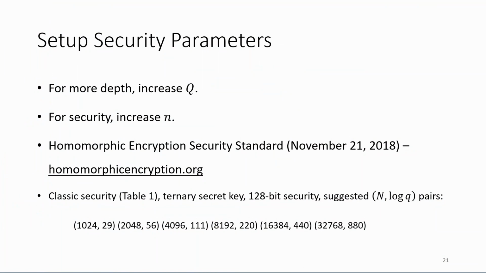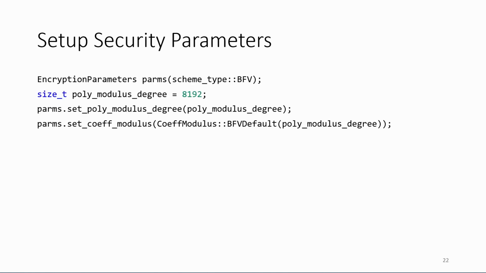And after you decide on Q, you need to also increase N because, by the security definition, for a given N, the larger the Q is, the less secure the scheme is. So to make the larger Q secure, you need to increase N as well. You can always choose parameters according to the Homomorphic Encryption security standard. On this link, you can find that. For example, in table 1, you have classic security, ternary secret key, 128-bit security. Suggested pairs are N is 1K and log Q is 29. You just need to find a 29-bit Q.